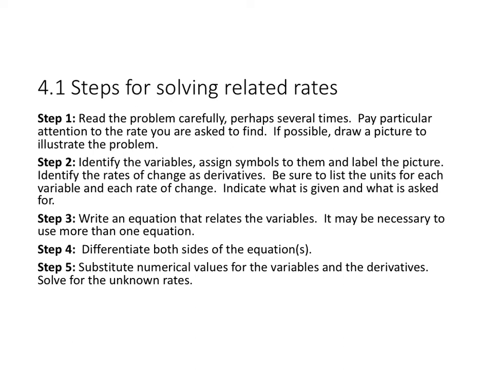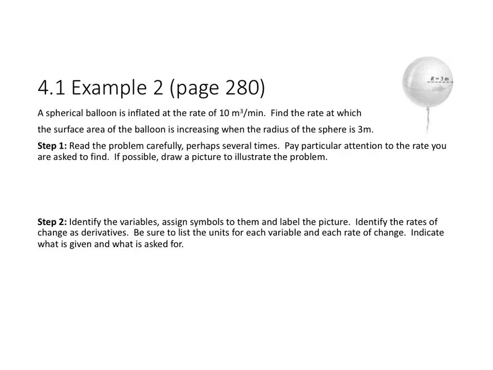These steps work for every single problem we're going to do, so it's going to be useful for you to keep these handy. Let's take a look at example 2 on page 280. We're going to solve this problem step by step together. A spherical balloon is inflated at a rate of 10 meters cubed per minute. Find the rate at which the surface area of the balloon is increasing when the radius of the sphere is 3 meters.